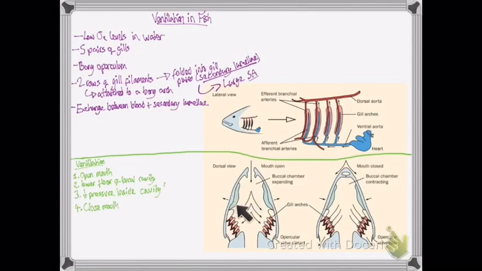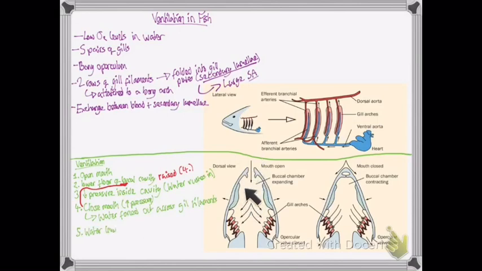This increases the pressure within the buccal cavity, but the mouth is closed as the buccal cavity floor rises. So water is forced down past our gill arches and secondary lamellae, and the pressure then opens our operculum for the water to exit. So water comes in, opens the mouth, the buccal cavity lowers, water rushes in, the mouth closes, pressure rises, and water is forced through past the gills and out of the operculum.